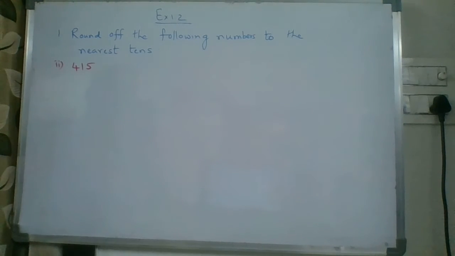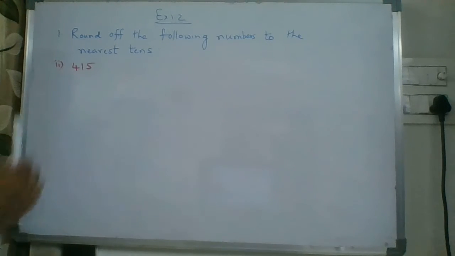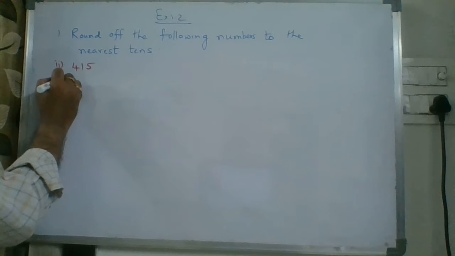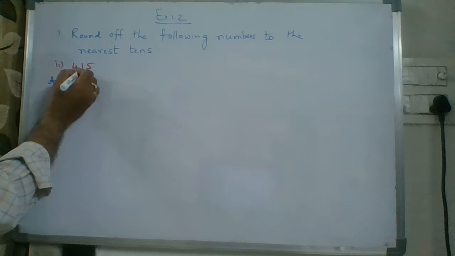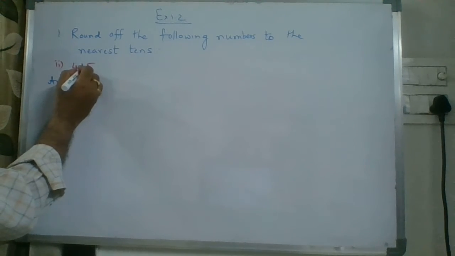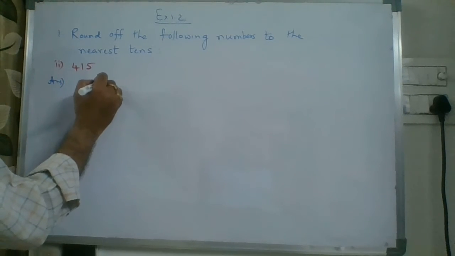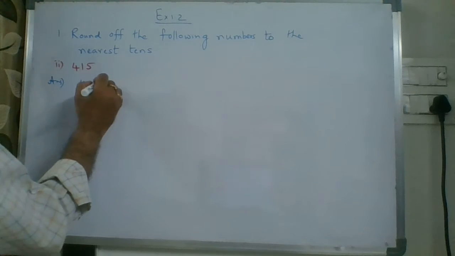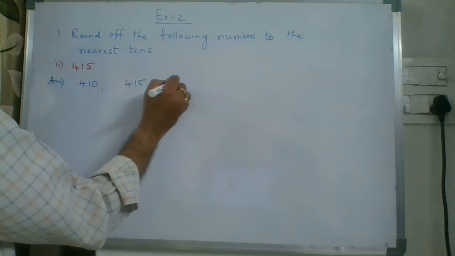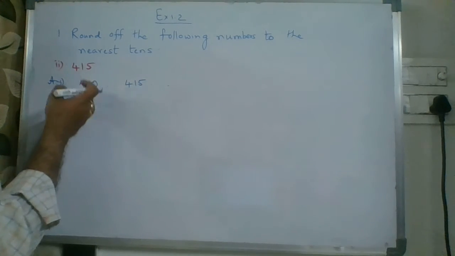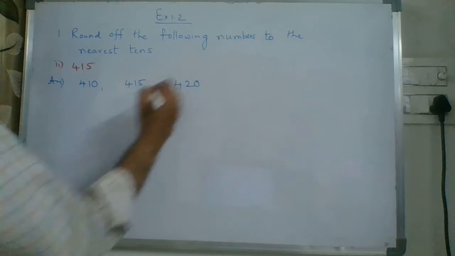Now let us start exercise 1.2. Just now we have come across this. Round up the following numbers to the nearest tens. So how do we write this one? Yes, 415, in tens place is 1, isn't it? So it is just more than 410. So I write 410, 420, 430 like that. So 415 lies here, and after 410 come 411, 412, 413, like that, and 415, then it is 420, isn't it?